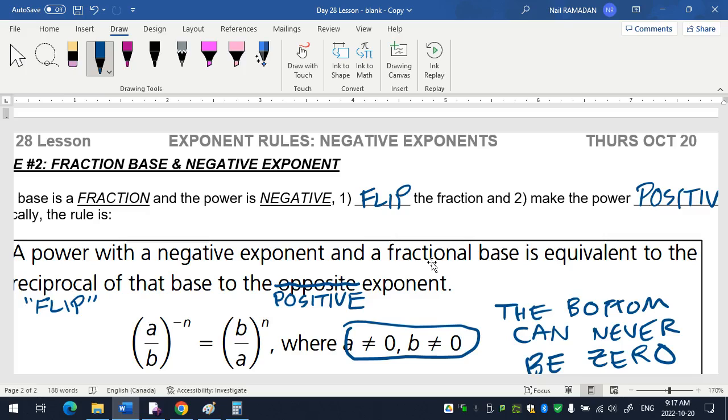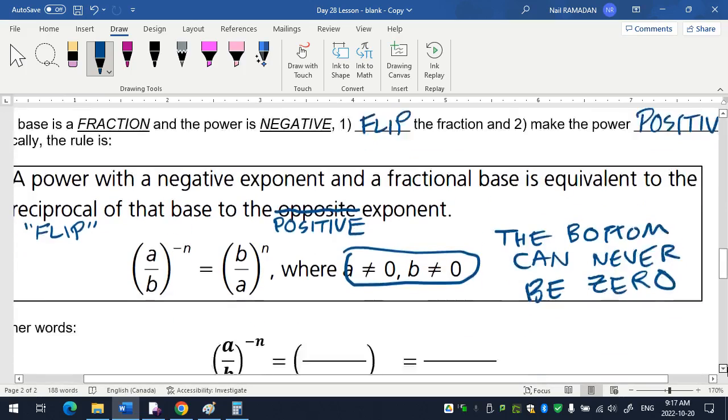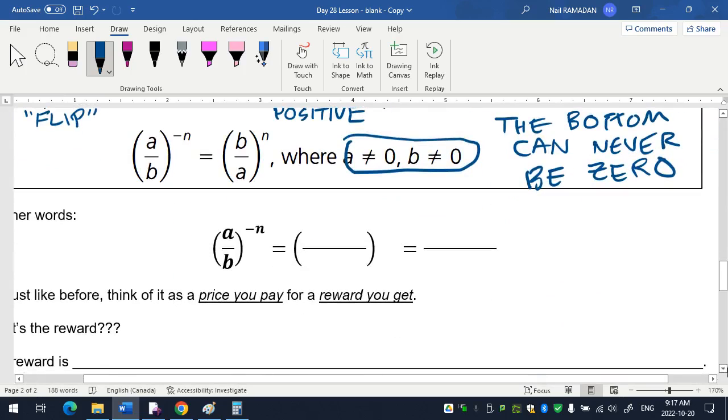Yes. Let me just do a couple of examples, and then all good. Okay, everyone, so let's do a couple of examples. So we're just going to write B over A to the n.